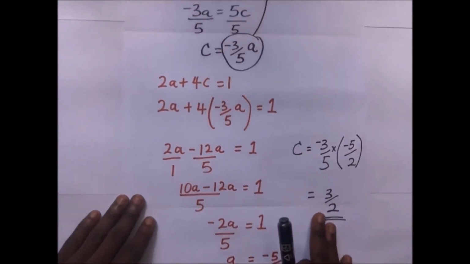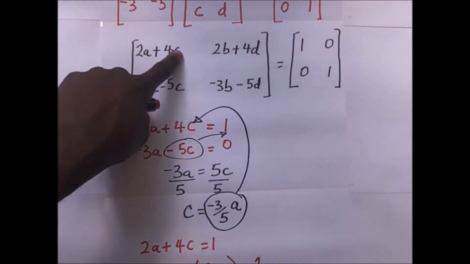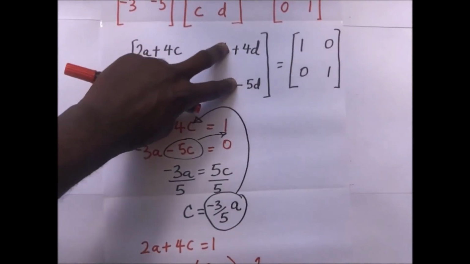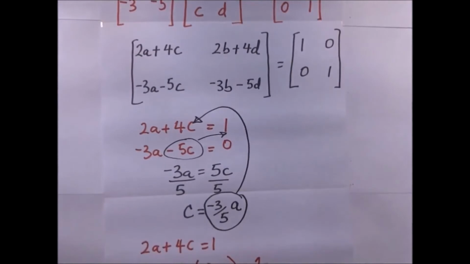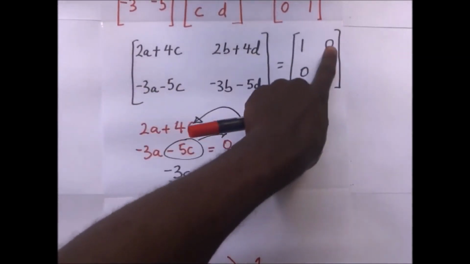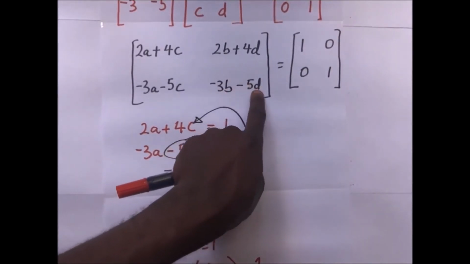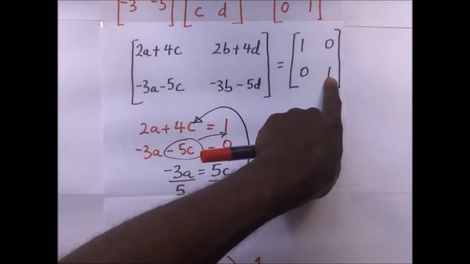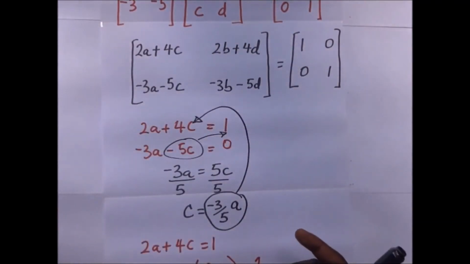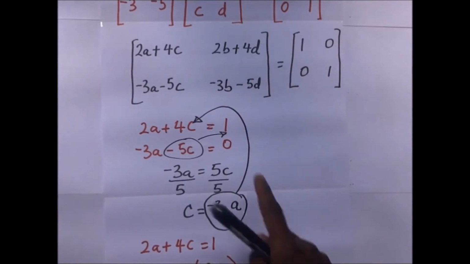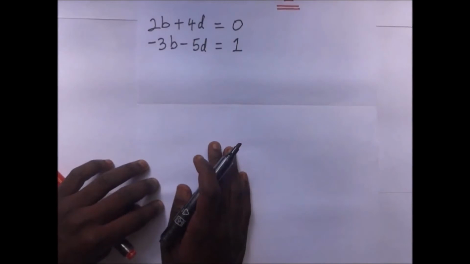So now that we have used these two simultaneous equations to get the value of A and C, we are going to use this pair also to get the values of B and D, just in the same way. Here we have 2b plus 4d is equal to 0. That's one equation. Then we also have negative 3b minus 5d is equal to 1 as another simultaneous equation. We are going to solve them and get our values of B and D. Still we are going to use the substitution method.